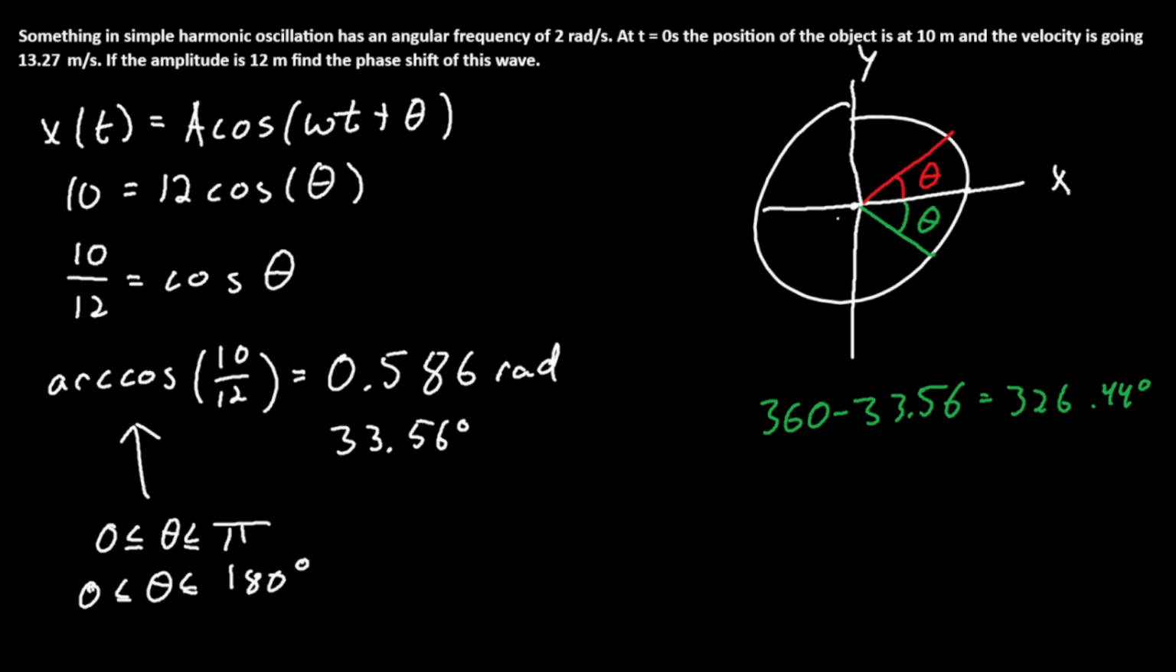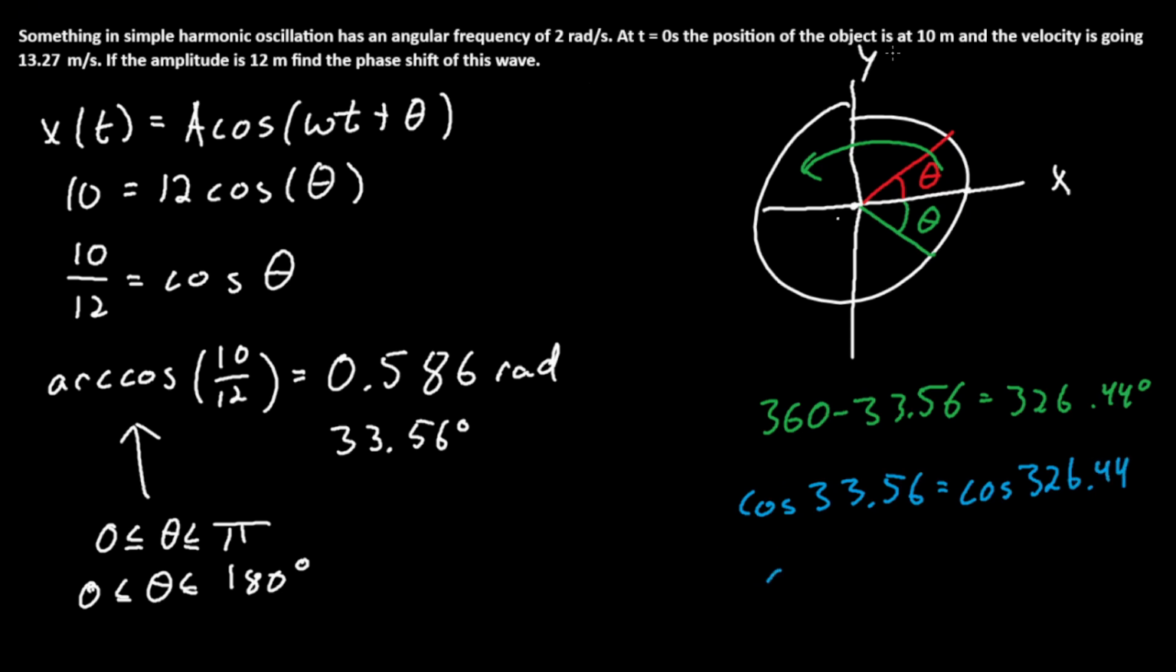Well, we have to take this angle, theta, the green one, into account because the range of arc cosine is limited from 0 to 180 degrees. So it can only measure the cosine values or the theta values on the top half of your circle. So it doesn't take into account the bottom half. Even though the cosine of 33.56 is equal to the cosine of 326.44.